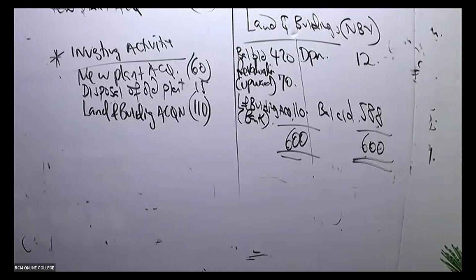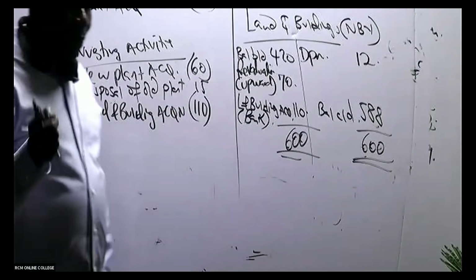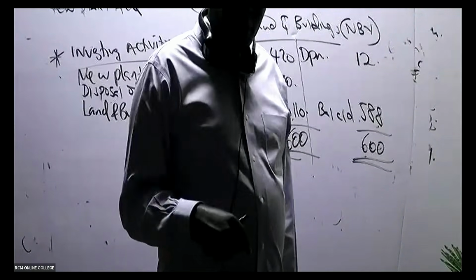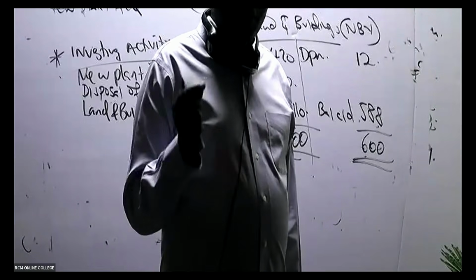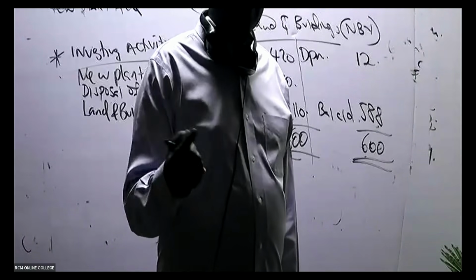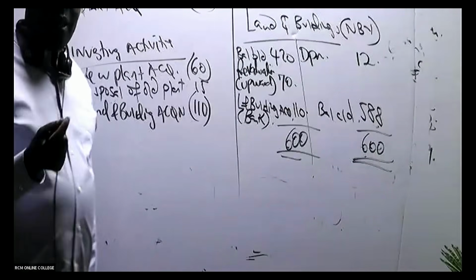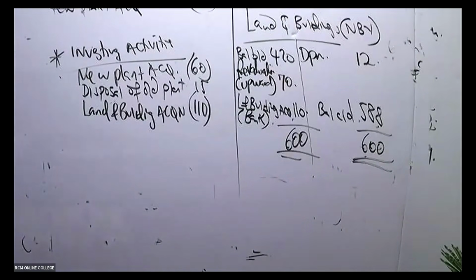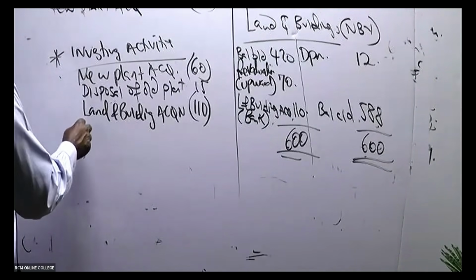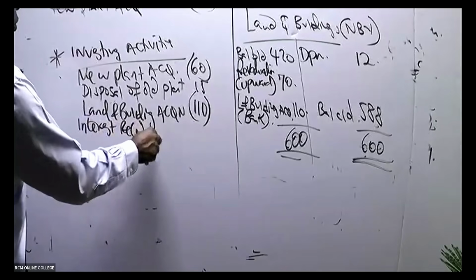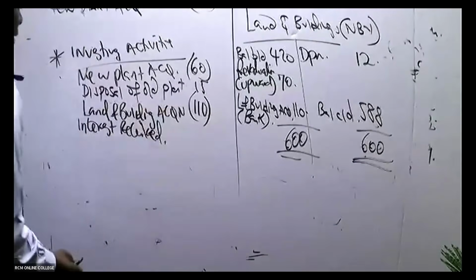Remember the other investment that very few students are able to remember. We have interest receivable. Why do we have interest receivable? Because we invested in fixed loan accounts. So on investing activities, we have interest received.